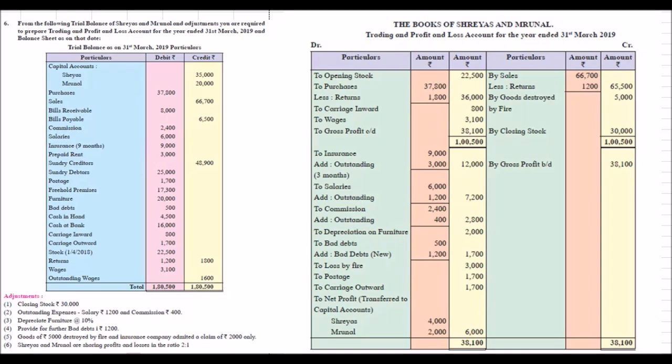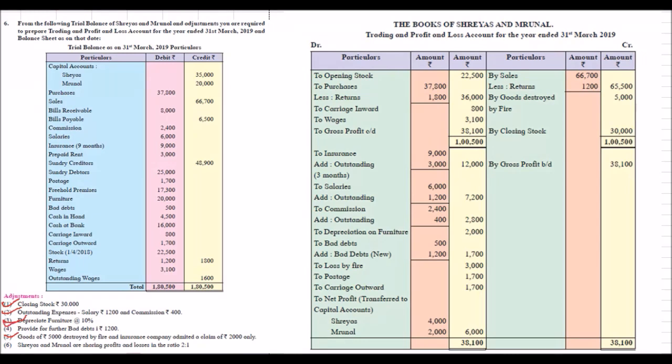Now we have collected these adjustments. First one is closing stock, so we have completed the closing stock adjustment. Next, outstanding expenses of salaries and commission. Next, we need to calculate depreciation of furniture. Next, we have taken the insurance, how much it has destroyed. So we are left with two adjustments: provision for further bad debts, and the shares and ratio, so how much they are getting as profit.